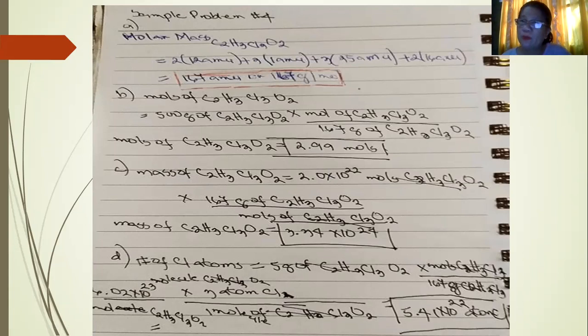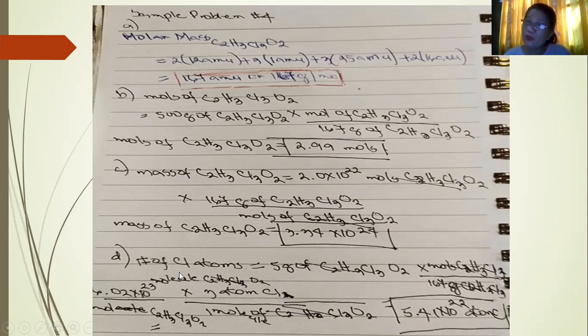Therefore, we are going to multiply this with the molecular weight of chloral hydrate, which is 167 grams over moles. So cancel the mole. We have now equivalent. The unit here is grams. Now the mass of chloral hydrate is 3.34 times 10 to the power of 24 grams of chloral hydrate.